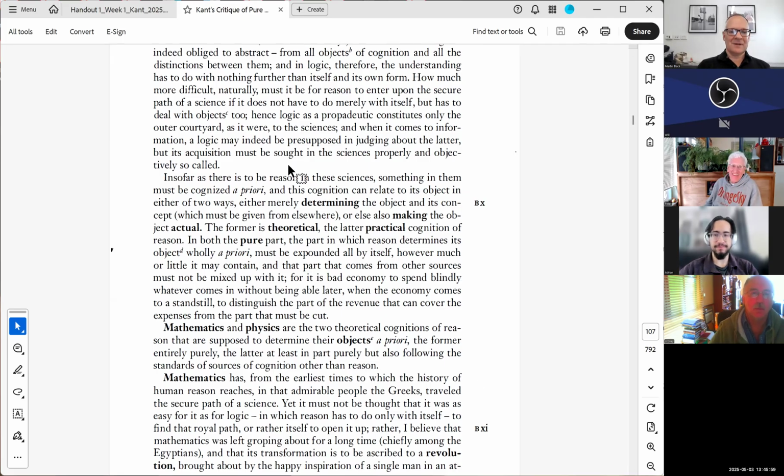Okay, so that's the first example. But then over the page, just before B10 in the margin, insofar as there is to be reason in these sciences, something in them must be cognized a priori, and this cognition relates to its object in either of 2 ways, either merely determining the object and its concept, which must be given from elsewhere, or else making the object actual. Now a typical, transparent, easy to understand Kantian sentence.